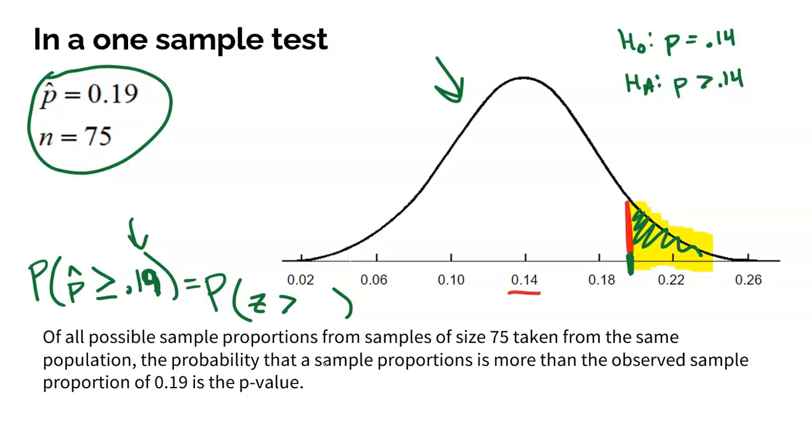But if we get this p-value, what we're saying is this: of all possible sample proportions from samples of size 75 taken from the same population, the probability that a sample proportion is more than the one we observed, of 19%, is the p-value. So it's this probability right there.